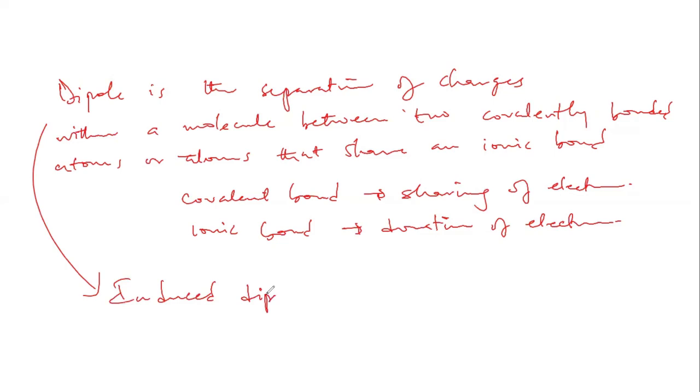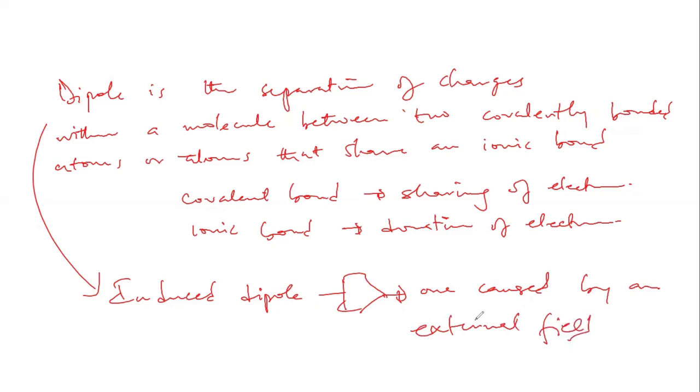Induced dipole. So when we say induced, what we are trying to say is that something causes this. So an induced dipole would be one caused by an external field. So that is why it is induced. This field could either be an electric field or a magnetic field.